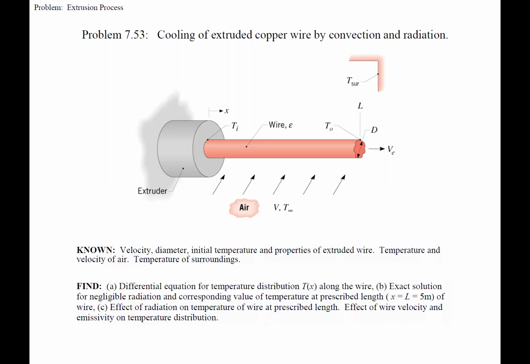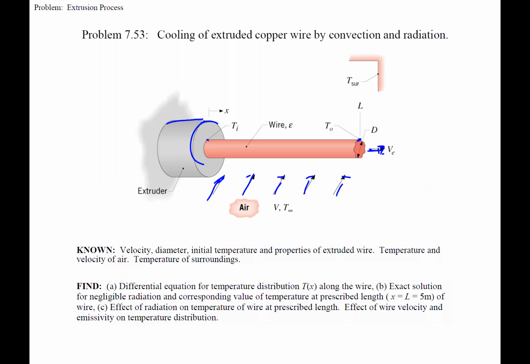Okay, so in this problem, only a small section of what we're about to do is new within chapter 7. The rest of it is we're applying concepts that we've already learned before chapter 7. So we have an extruder right here, and we're pulling this wire. So this is the wire velocity, right? We're pulling this wire, and we have air basically flowing over it, cross flow air. The wire comes out with an initial temperature.